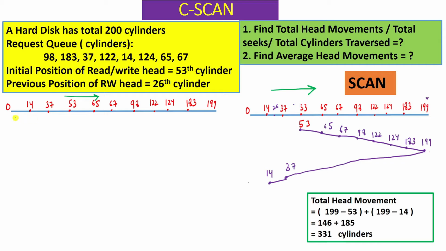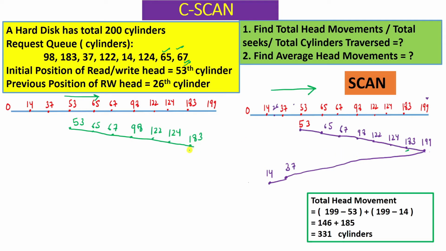So now let's start the C-scan on this example again. Here you can see our initial position of the read write head is 53. So we start from this cylinder and traverse in this direction. Which cylinder number will be serviced first after 53? 65 and 67 are coming in between, so we have written them for our reference. They will be entertained. After that, as we have seen in scan, 98, 122, and all these requests till 183 will be serviced as such in C-scan also.